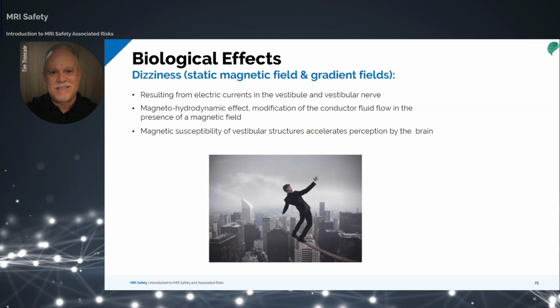So why does this occur? The magnetic field has a hydrodynamic effect, and the vestibular structures in the middle ear are susceptible to this. The perception of this sensation is transmitted to the brain, giving a feeling of dizziness.